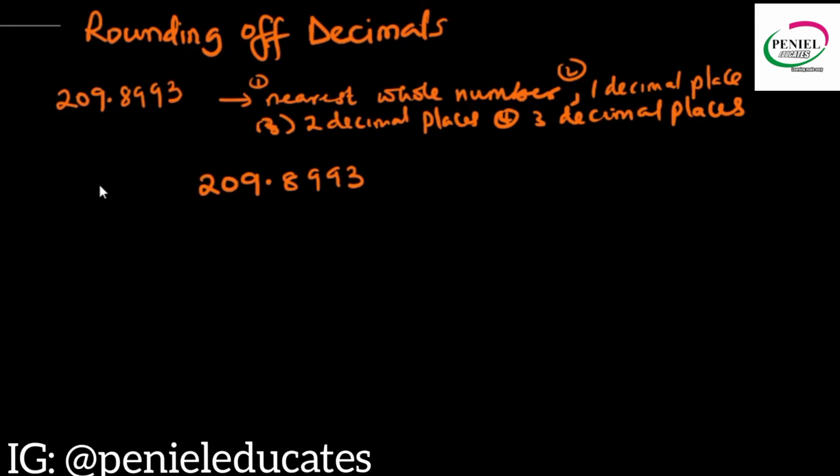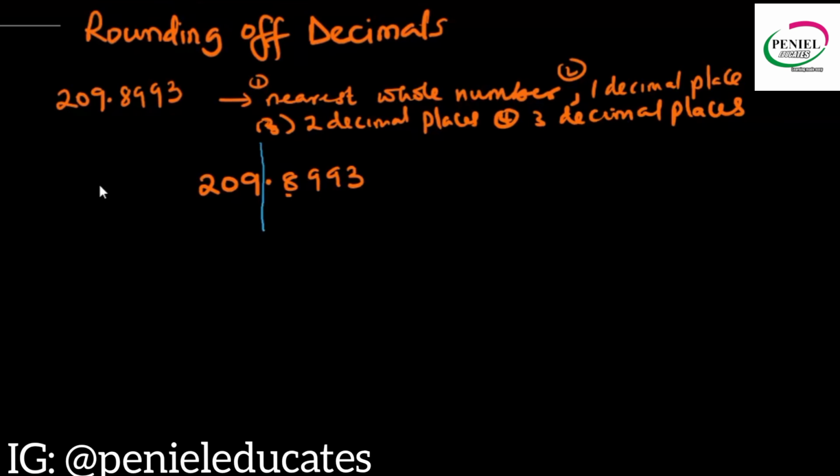209.8993. Okay, and we're to convert to the nearest whole number. The whole number here is just this. Whole number is before the point. So for us to convert it to the nearest whole number, we always look at the number that is outside here, and because this number is between 5 and 9, then we're going to convert this number to 1.